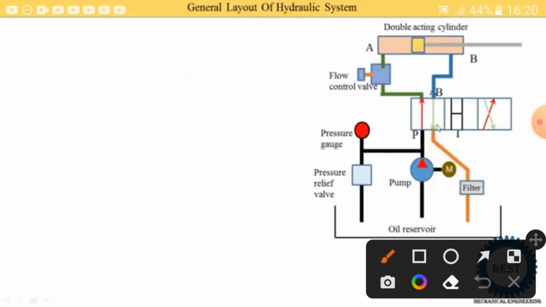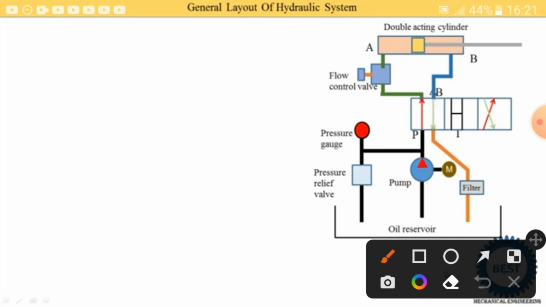Now here you see a hydraulic system which has 4 ports and 3 positions. In the first position the oil coming from the pump at port P is supplied to port A, and then oil is supplied to the left side of the actuator. The oil present on the right side goes back to the reservoir from port B to port T.